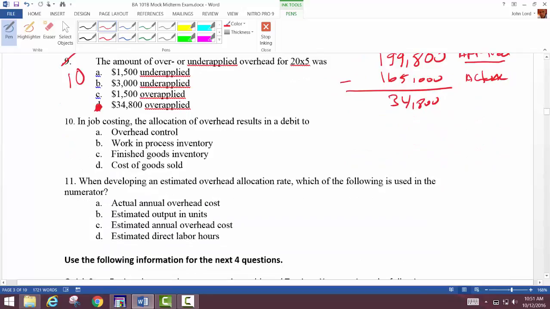Okay, good. Number 11. In a job costing, the allocation of overhead will result in a debit to what? Debit work in progress, right? When I apply the overhead. Is the correct answer debit to work in progress? Yes, it is. So I told you the wrong answer. I marked the wrong answer on the Scantron. So it should have been B, so you can add that to your raw score.